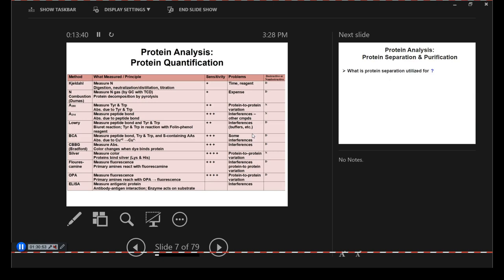So this is a table that summarizes the principle of each of the methods or the common methods used, and the sensitivity. And there is a document with references on Canvas in case you want to read more about this. This is beyond the scope or the capacity of this class to go through each method and explain how it functions.